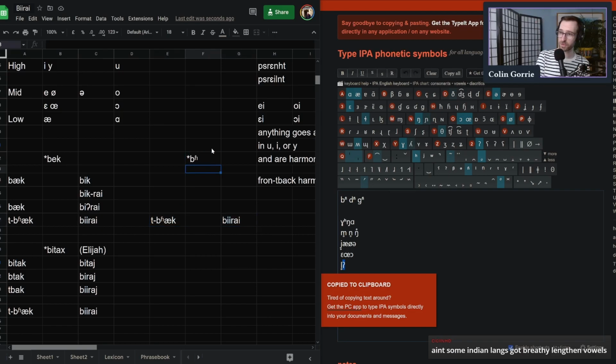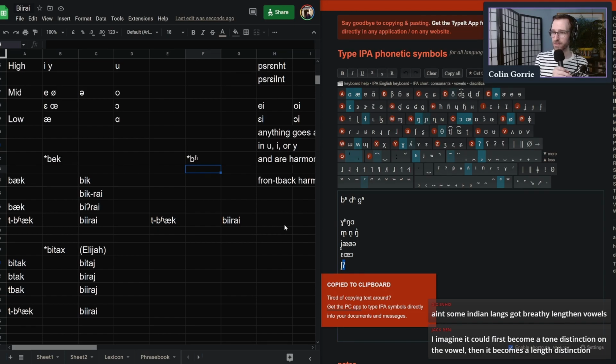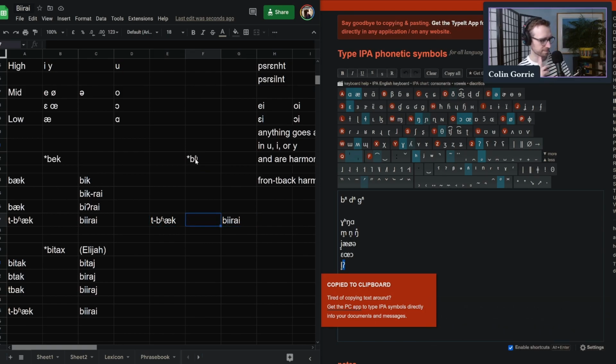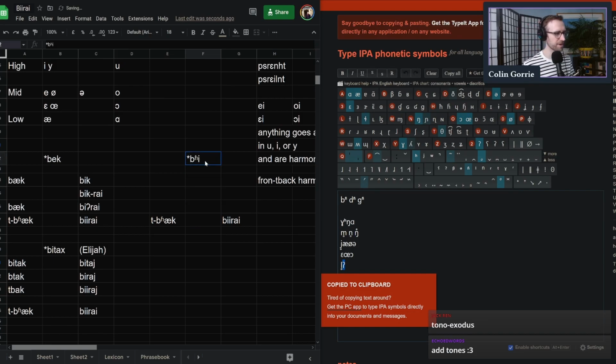Is it true? Do breathy voices lengthen vowels in any languages anyone else is familiar with? I know that there is a tonal development in Punjabi, I think. Other than that, I don't know. Biirai, Tbæk. Yeah, my brain is blank on how this might work. But I saw a suggestion in the chat too.